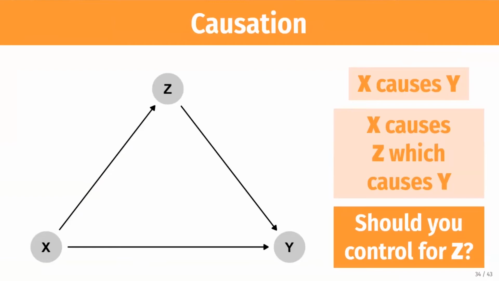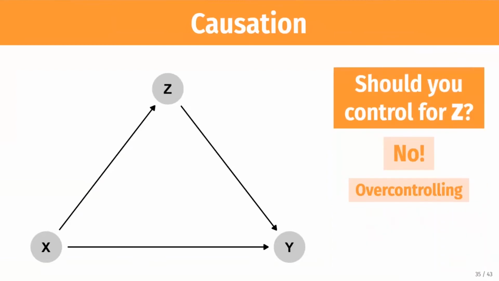So with the education and earnings example, this is job connections. Should you control for job connections? And the answer is no. Even though it's not going to confound the relationship, it creates something called overcontrolling. What we care about is the overall total relationship between education and earnings. If we control for Z, we're going to take out the part of education's effect that's explained by Z. We're just going to take out that tiny bit, which we don't want.